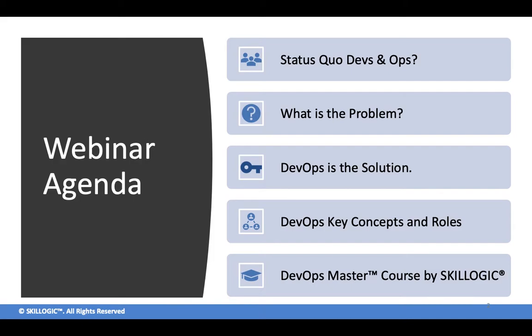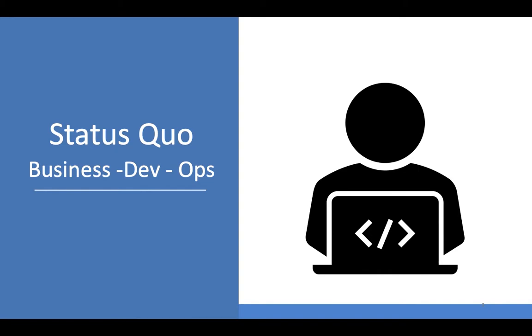So we start with status quo. What is development and operation? What's the problem? How is DevOps a solution? A few key concepts. And at the end we talk about the DevOps Master course by SKILLOGIC. Status quo.